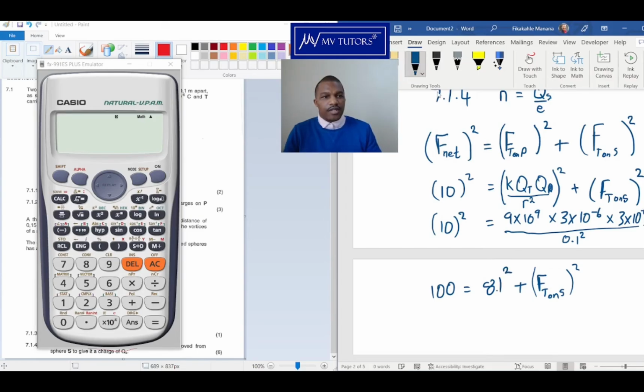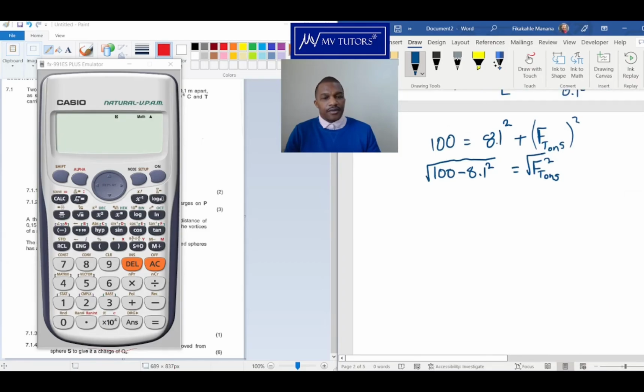8.1 squared, it must be squared, so there must be a square here, right? Because it's Pythagoras. Good, don't make that mistake. So this side then will have 100 minus 8.1 squared is equal to F_TS squared as well. And if I take the square root of both sides, then that should give me my answer.